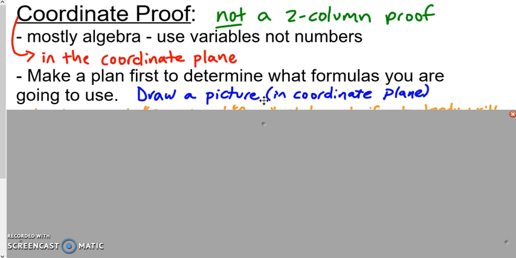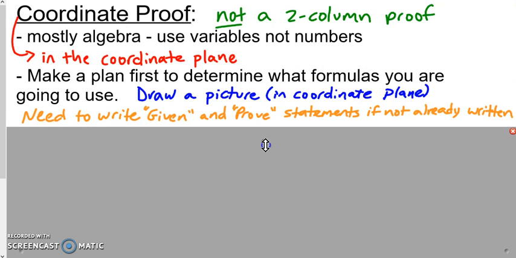First, you're going to need to make a plan to determine what formulas you're going to use. These are going to be the formulas that we've been working with recently. You're also going to need to draw a picture. Every coordinate proof should have a picture to it, and the picture will be drawn in the coordinate plane because it's a coordinate proof. Sometimes the given and prove statements will be written, but sometimes they won't be. So you may need to write out given and prove statements. You'll see an example or two of that today.